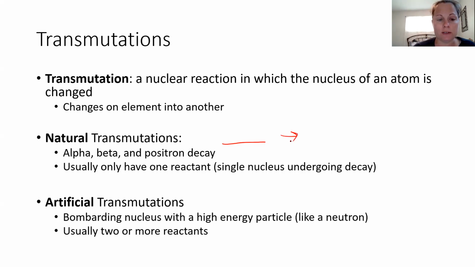An artificial transmutation is when you bombard the nucleus with a particle like a neutron, and there's usually 2 or more reactants. So that might look something like this: more than one thing on the left side of the arrow. Those are pretty easy to spot.